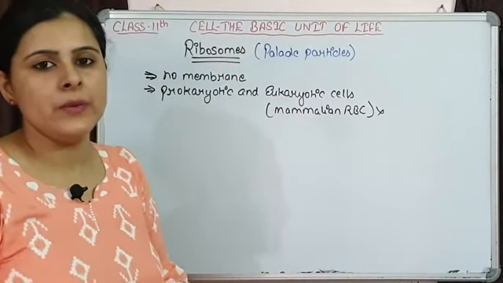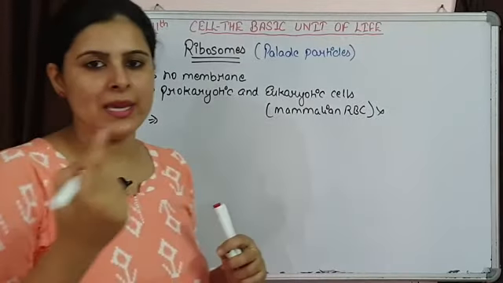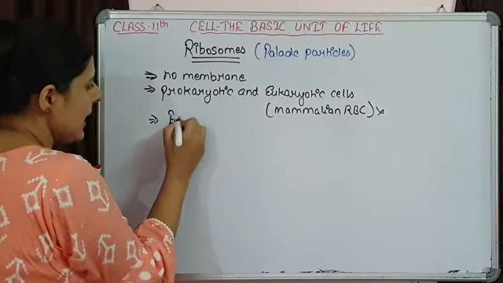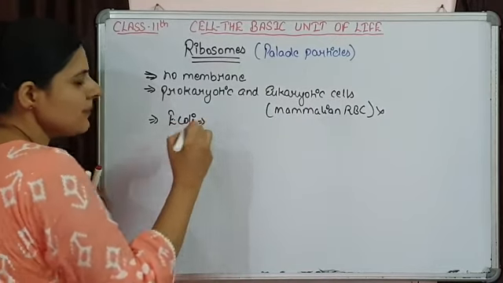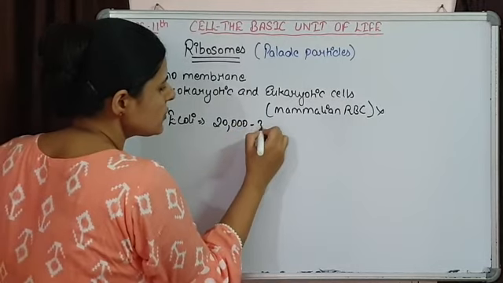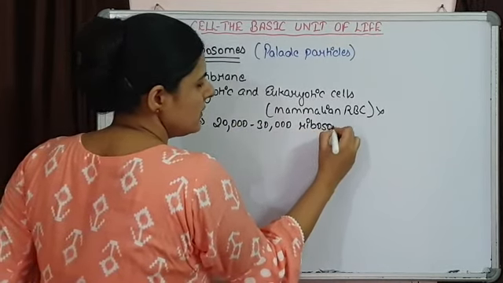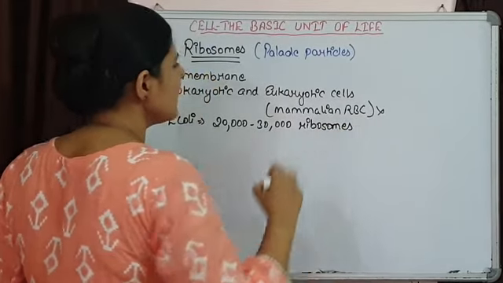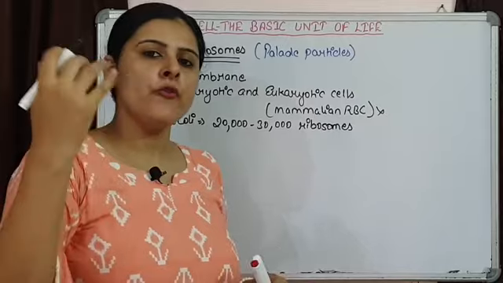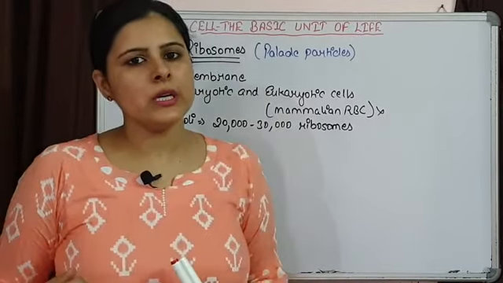Now one cell is going to have lots of ribosomes. एक सेल के अंदर बहुत सारे राइबोसोम्स होते हैं. Like if we take E. coli, an example of a simple bacteria, it has almost 20,000 to 30,000 ribosomes in one single cell. और अगर इसको हम कंपेयर करते हैं एक यूकैरियोटिक सेल के साथ, then the eukaryotic cell is having far more ribosomes as compared to the prokaryotic cells.